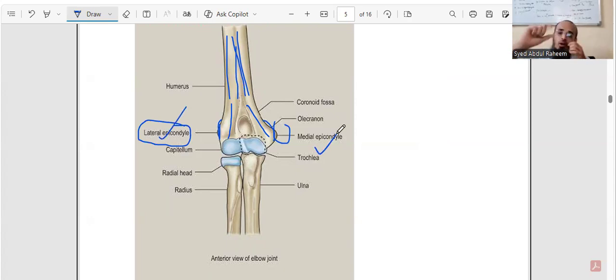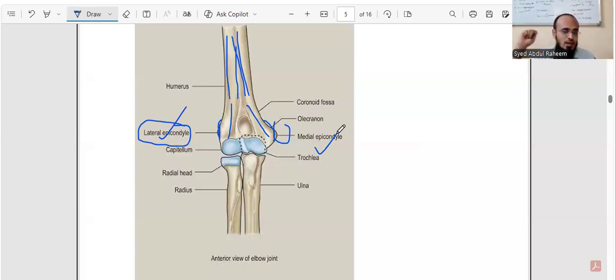We call it the epicondyle. You can touch your own arm and feel it. You can feel it here. Humerus bone, this is the lateral and medial epicondyle. Here you will be able to feel the lateral epicondyle. Here the extension muscle tendon is fixed.